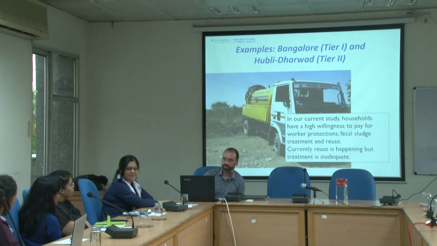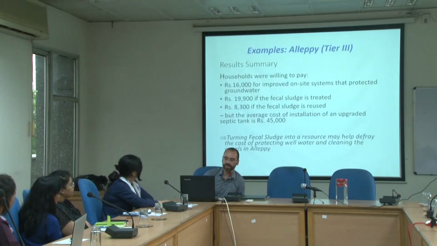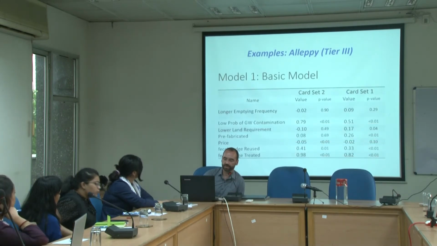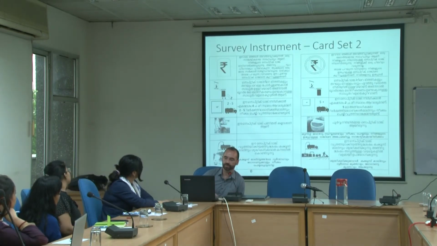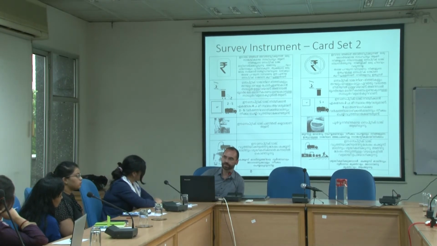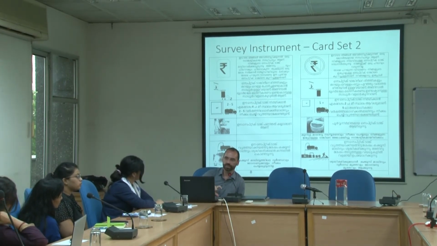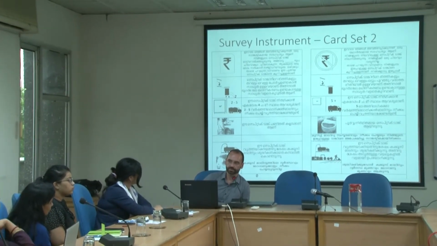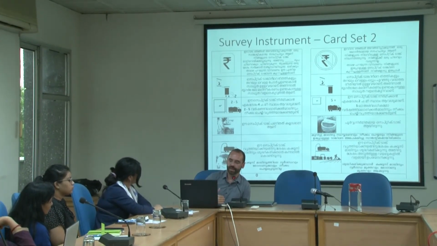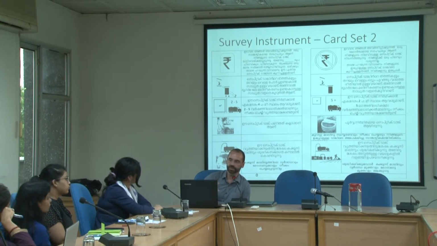So the willingness to pay study that we're doing in Hubli Dharwad has a very similar setup to the willingness to pay study which was already conducted in Aleppi, where we present 2 hypothetical scenarios with this list of attributes, and the attributes that we've included are worker protections as well as treatment and reuse. So we're able to estimate people's willingness to pay for each of these attributes separately, and have included all of those attributes in the data that we've collected from all households.